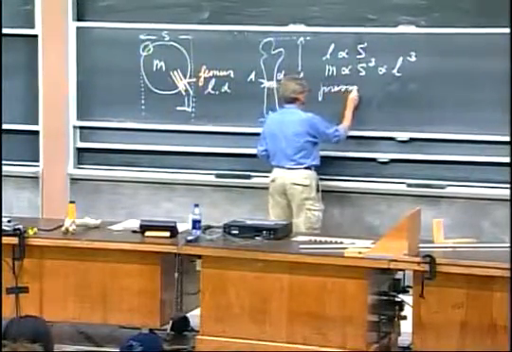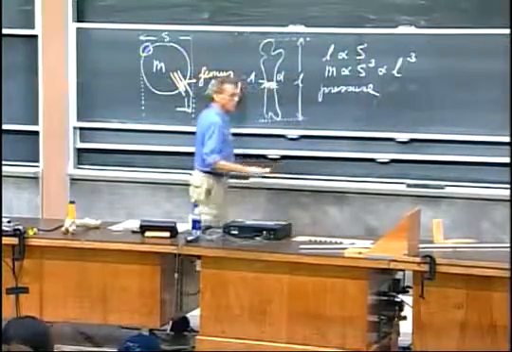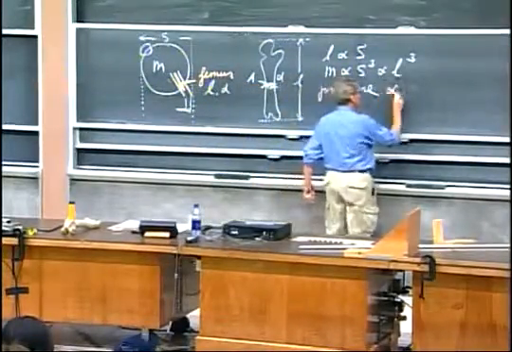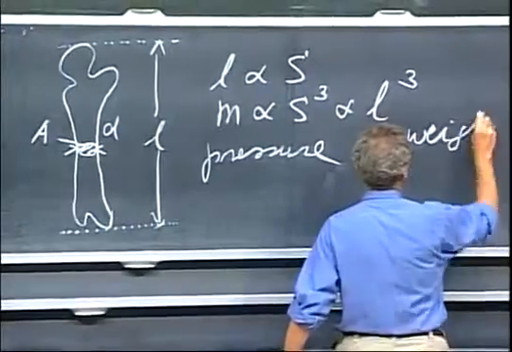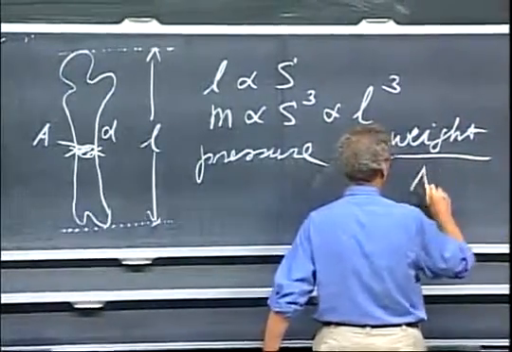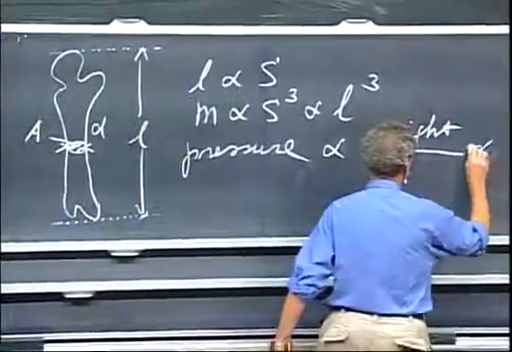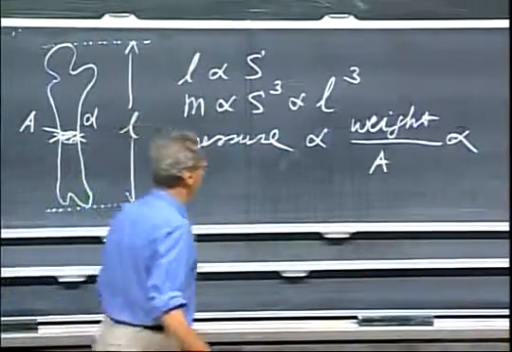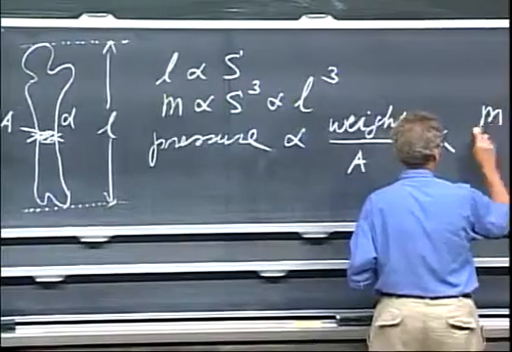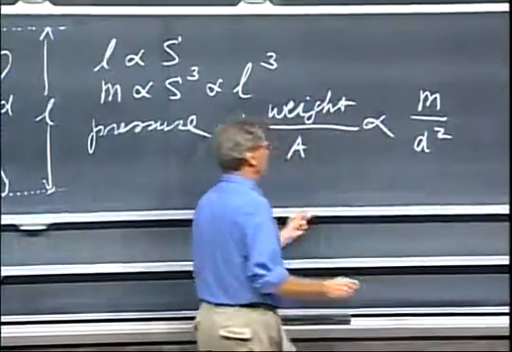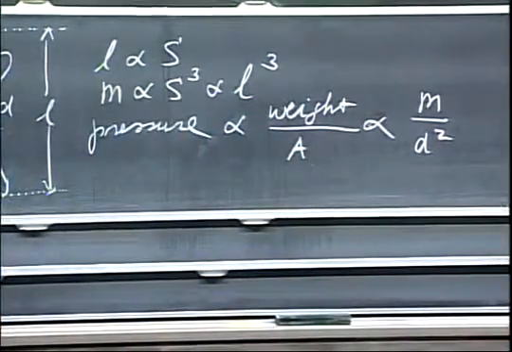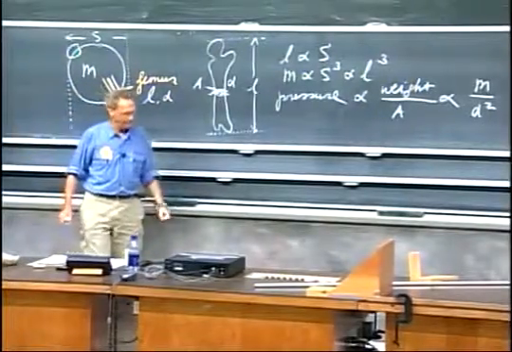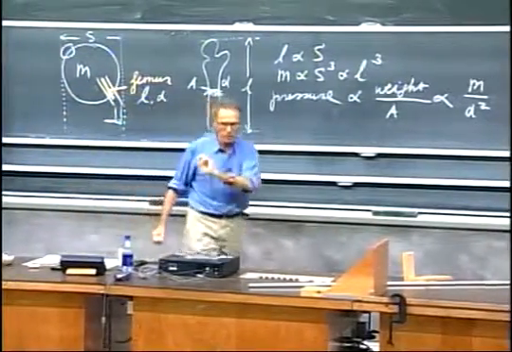Pressure on the femur is proportional to the weight of the animal divided by the cross-section A of the femur. That's what pressure is. And that is the mass of the animal. That's proportional to the mass of the animal divided by d squared, because we want the area here. It's proportional to d squared. Now follow me closely.